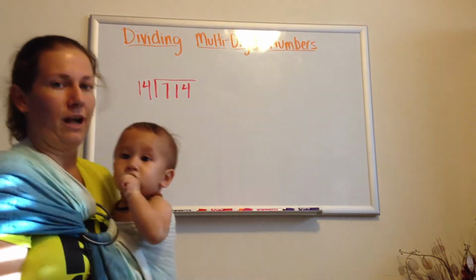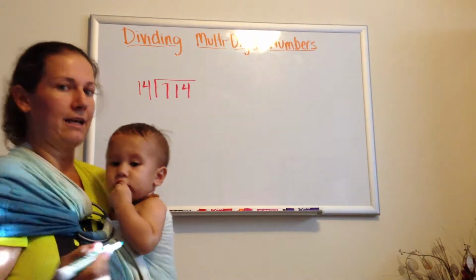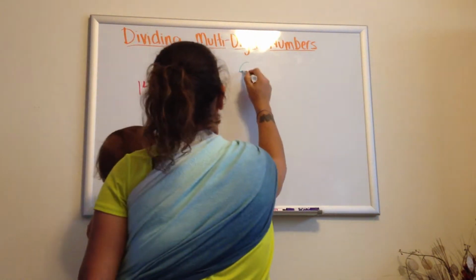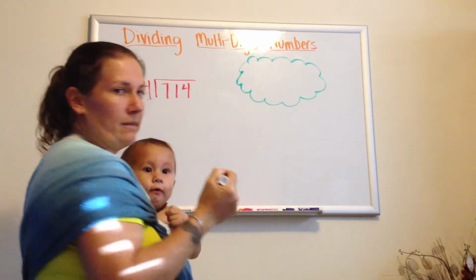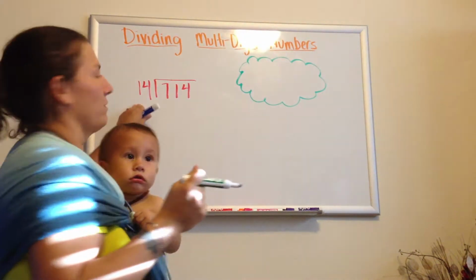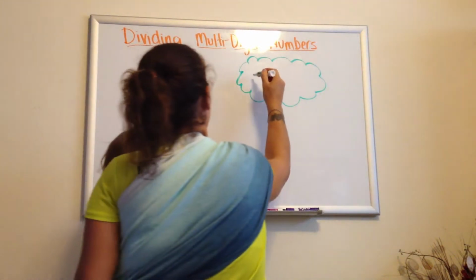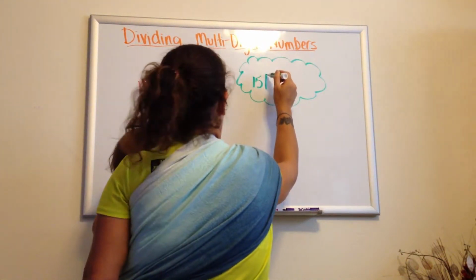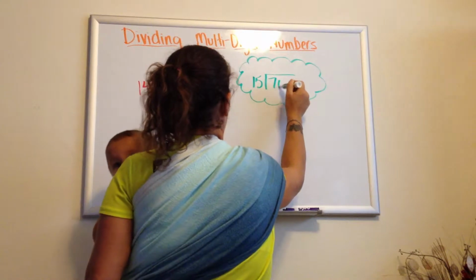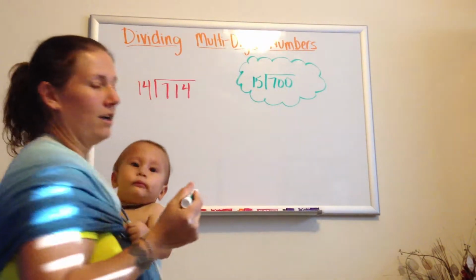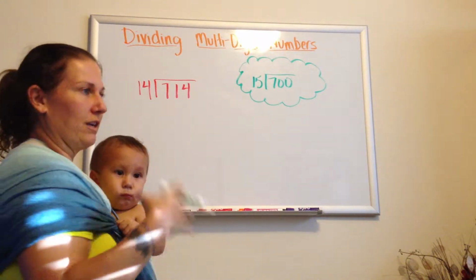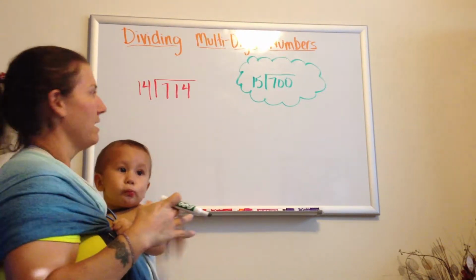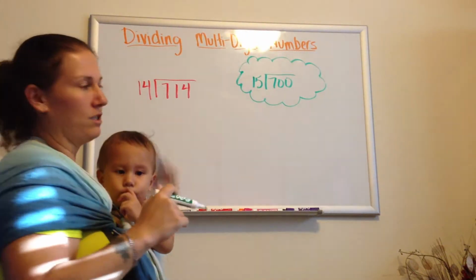Now the first thing that I want to do is actually make an estimation. So I'm going to put that in a little thought bubble off to the side. To make my estimation, I'm going to round 14 to 15, and I'm going to round 714 to just 700. When I create this estimation, I'm not going to check it, I'm just going to use it as a guide when I'm doing my multi-digit division.